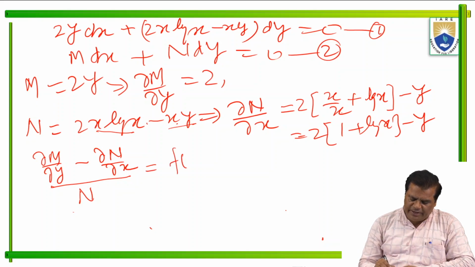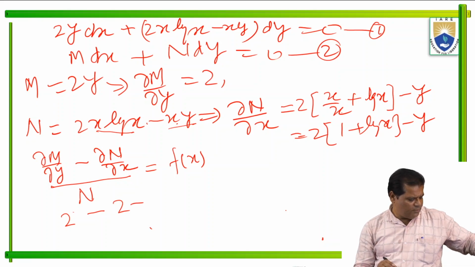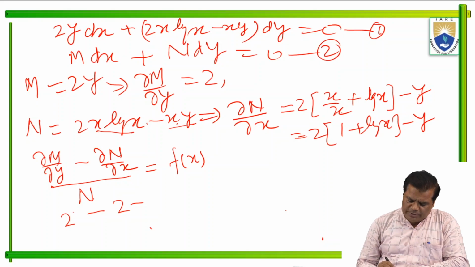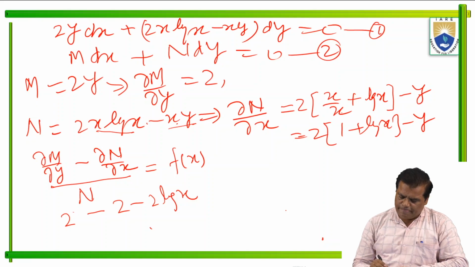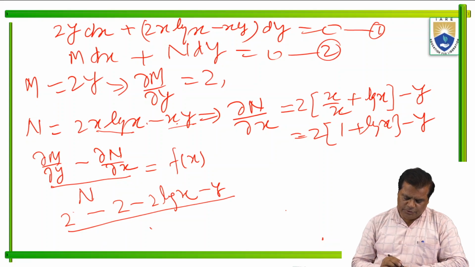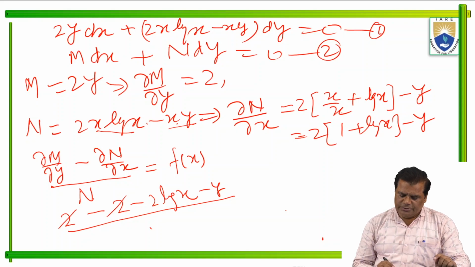This is a function of x only. Then the integrating factor: now here, what is del m over del y? This is 2. And minus del n over del x, this is 2 minus 2 log x, and minus y, upon n. So this 2 is cancelled, and here n. What is n? x is common, correct.